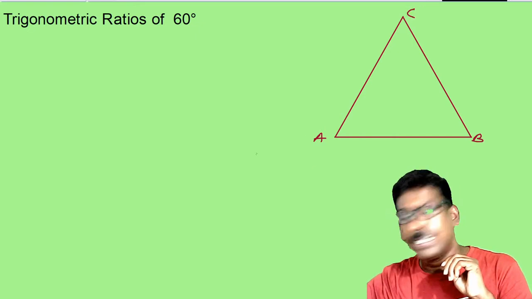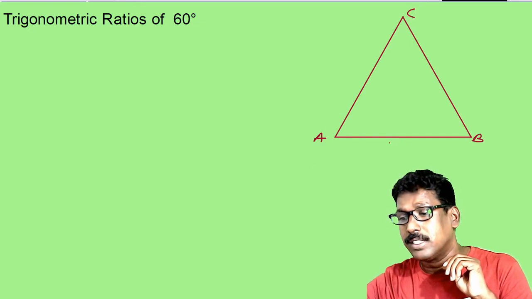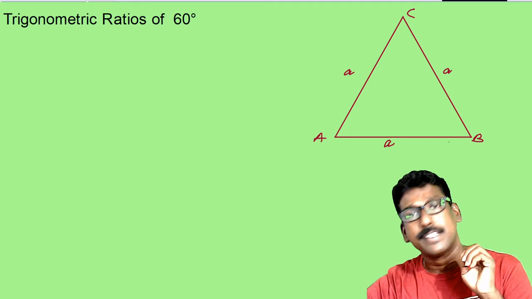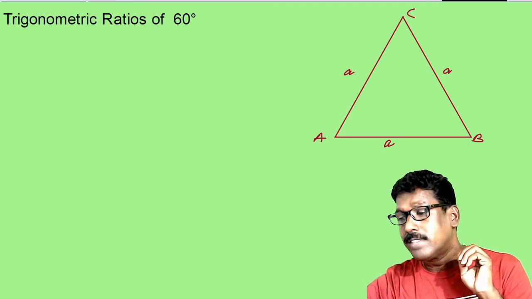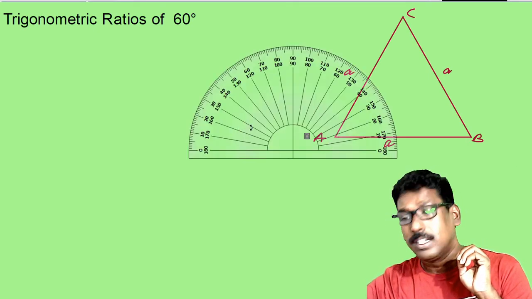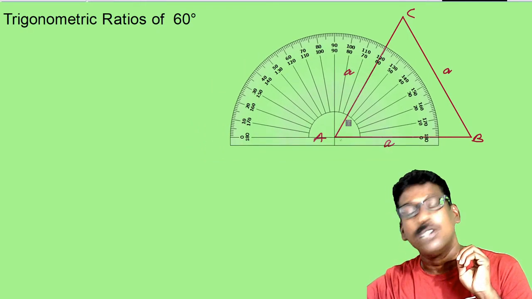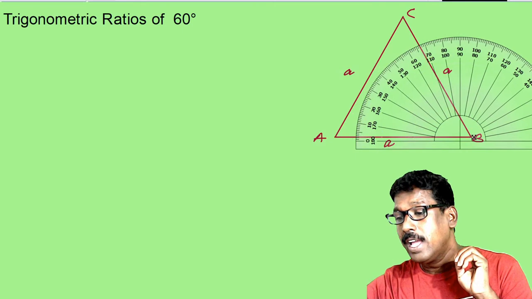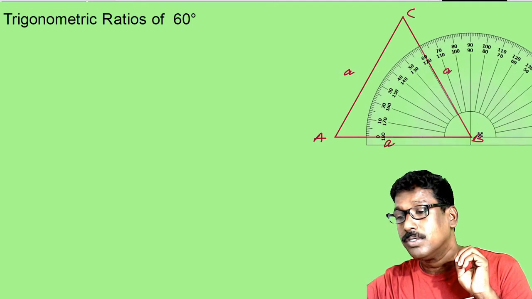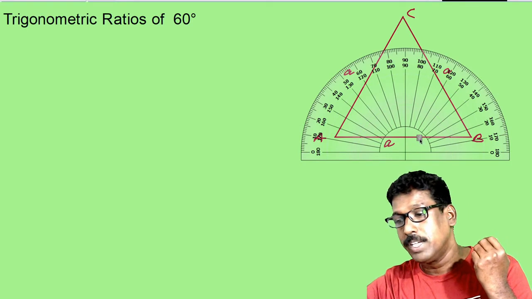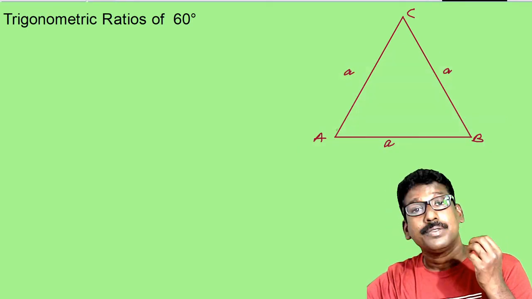ABC. Let each side of this triangle be a. Since it is an equilateral triangle, all sides are equal. Now, what is the measure of each angle? You can see here angle A is equal to 60 degrees. Similarly, angle B is also equal to 60 degrees. Of course, the third angle C will also be 60 degrees.